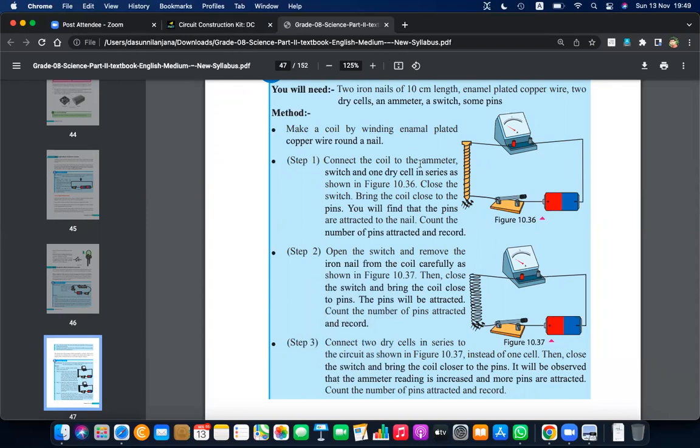It is the first one, right? It is the first one. You can try this. First, just wrap a coil and test this.